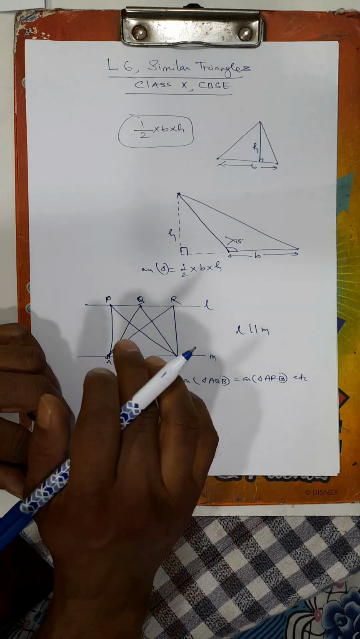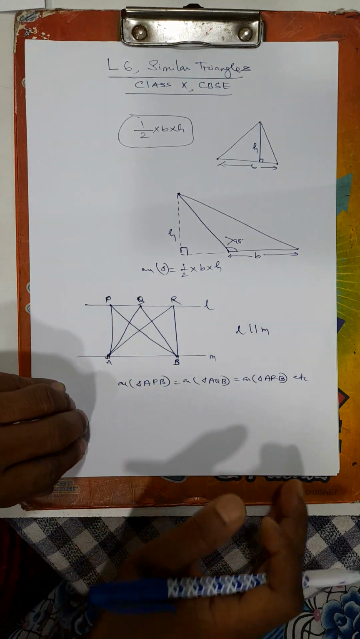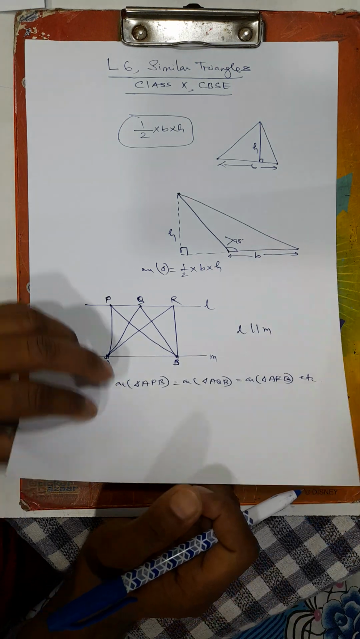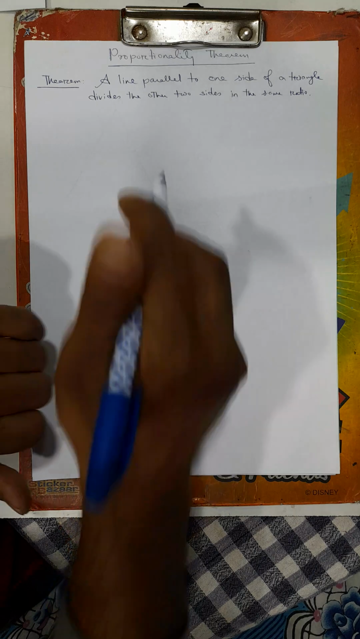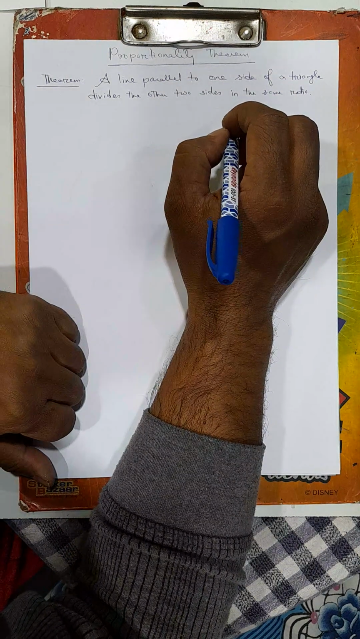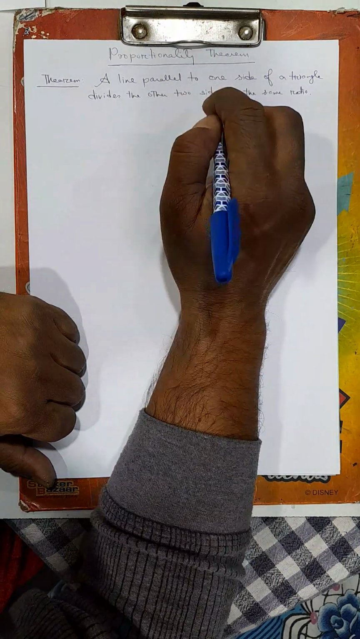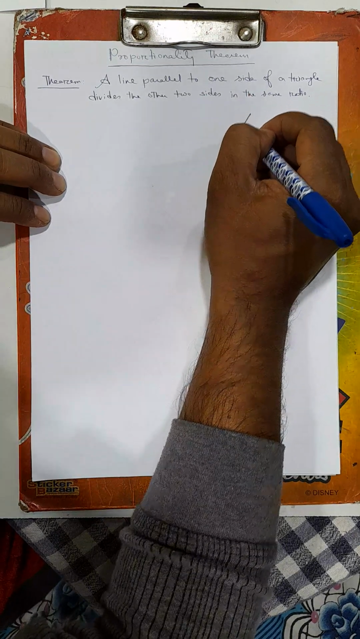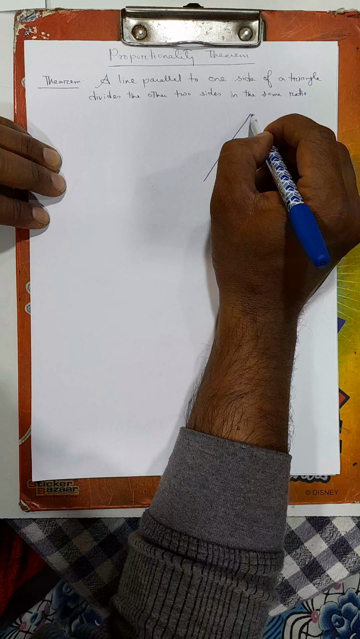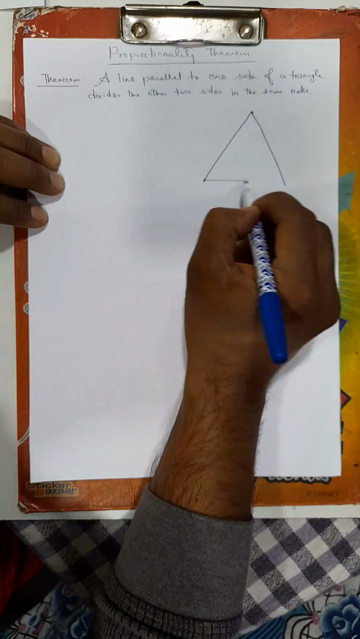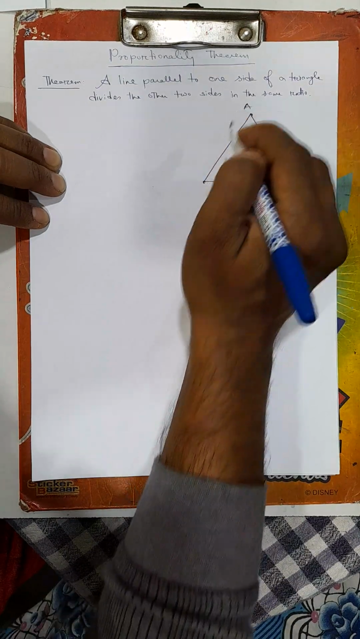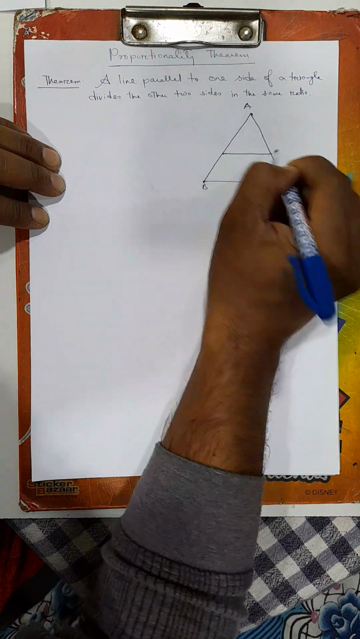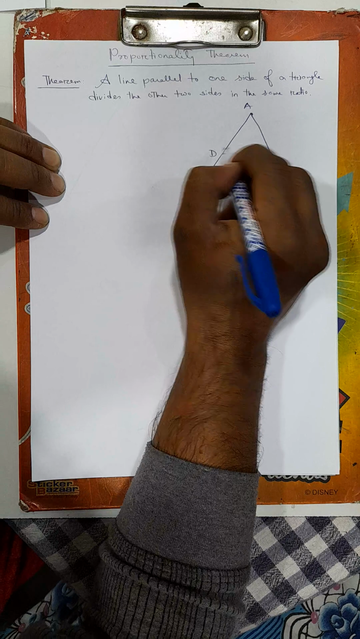So we will use this property in discussing the proportionality theorem. Let us first discuss the theorem number 1. A line parallel to one side of a triangle divides the other two sides in the same ratio. Let us take this triangle ABC. This is triangle ABC. Let us draw a line parallel to BC. Say it is DE.